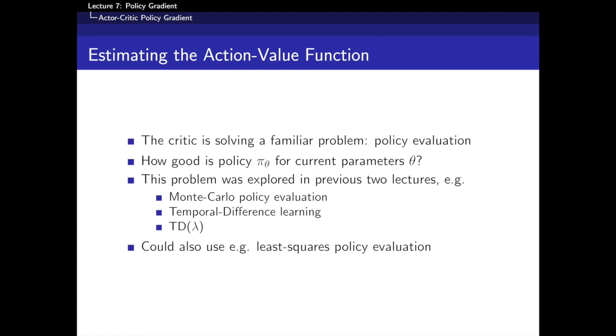So a way to understand this is we want to say, how good is this current policy pi u for our current parameters u? We want to know how good is that thing. And so we can use everything we've learned so far: Monte Carlo policy evaluation, temporal difference learning, TD lambda, pick your favorite policy evaluation algorithm, least squares temporal difference learning, anything you like, throw it into the pot, get an estimate of your action value function, and use that to adjust your actor.